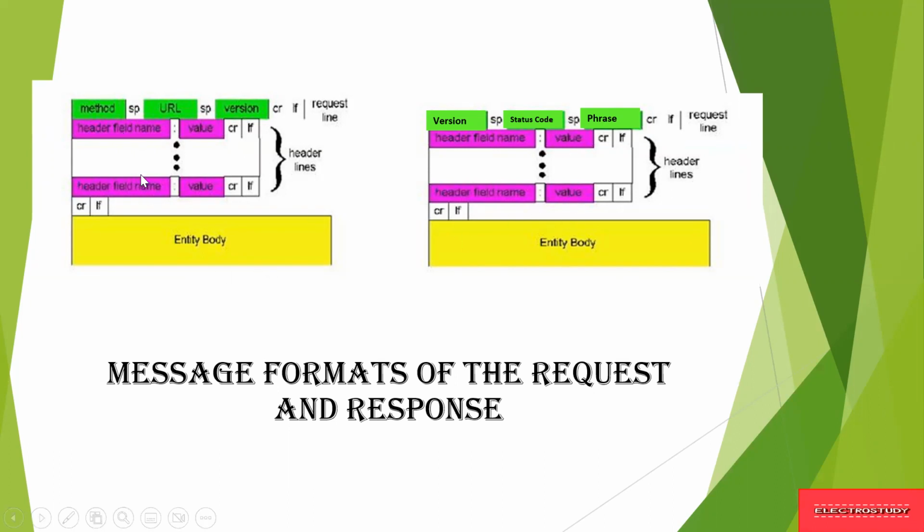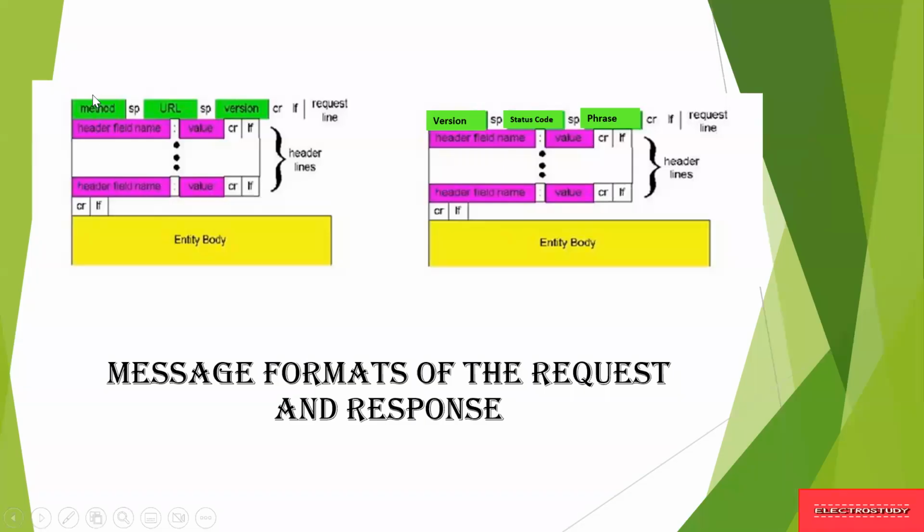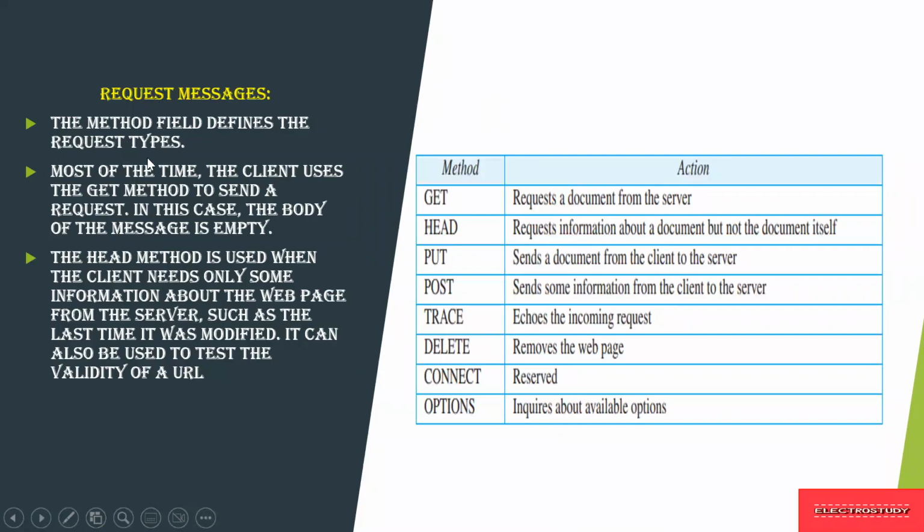You have the entity body and header lines, which both have in common. In the request message, you have fields called method, URL and version. But in the response, you have version, status code and phrase as fields. Now you will be seeing what all these fields are. First, going into request messages, the method field defines the request type, what kind of request it is. And most of the time, the client uses the get method to send a request.